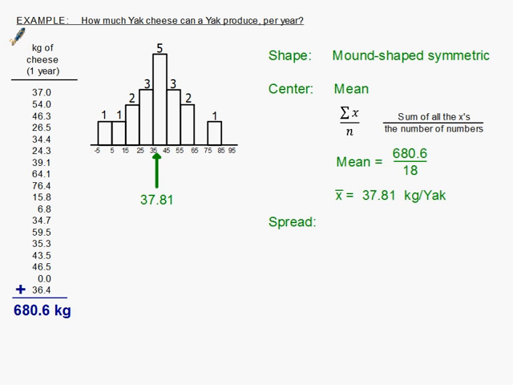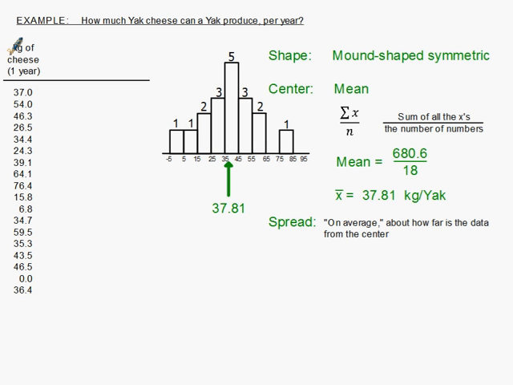But now, let's talk about spread. And what does spread really mean? Really, it's going after, on average, about how far from the center the data is. Is a lot of the data far away, or is most of the data close to the center? That's really what spread is talking about. We need a little bit more space here because this is going to take some calculating.